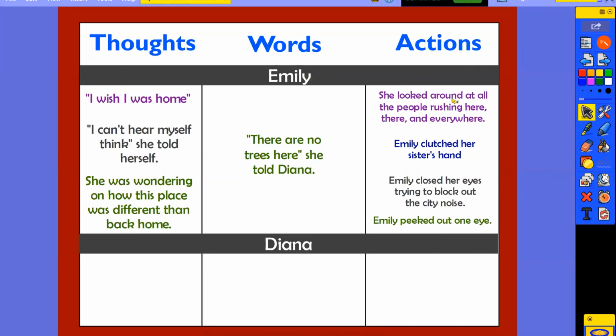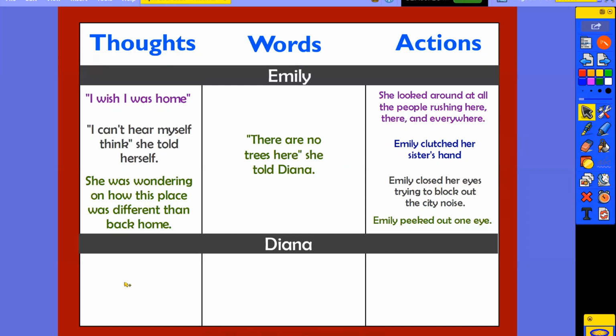Let's see the actions. She looked around at all the people rushing here, there, and everywhere. Of course, looking is an action, okay? So that's why we have this statement under actions. Emily clutched her sister's hand. She held her hand in a very firm way. Emily closed her eyes, trying to block out the city noise. Of course, if looked is an action, then closed is an action as well. Emily peeked out one eye.